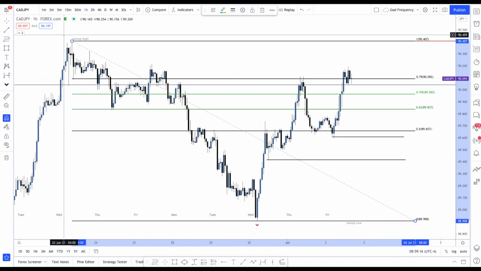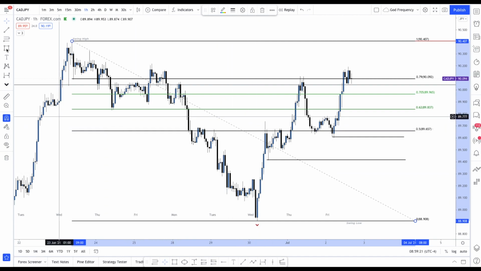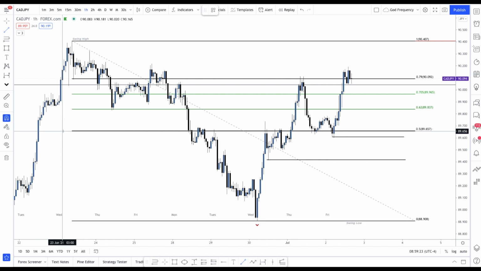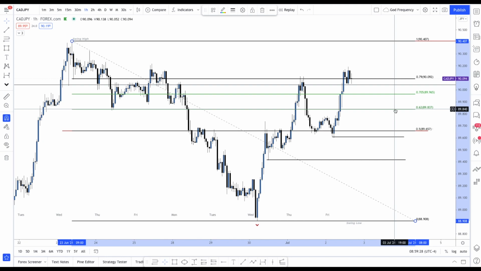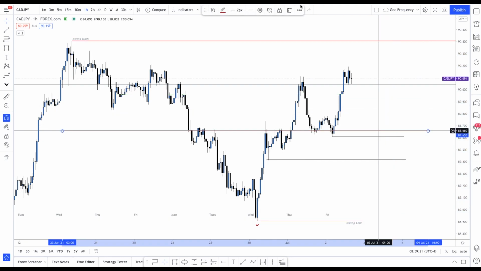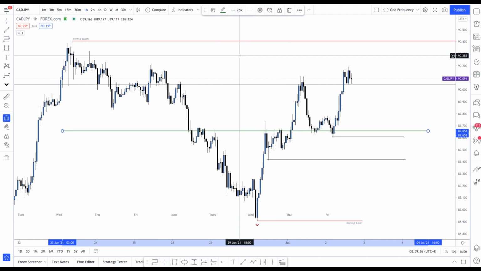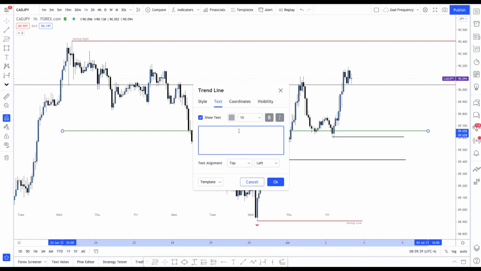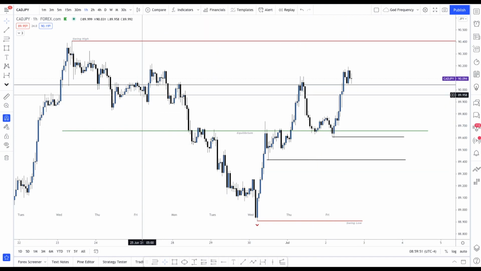You run your fibs from that swing high to this swing low. You want to find equilibrium in price. This is getting a little surgical right now, just a tad bit surgical. All right, so now we have equilibrium.